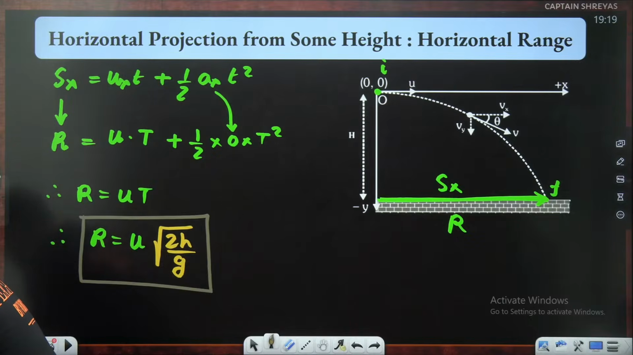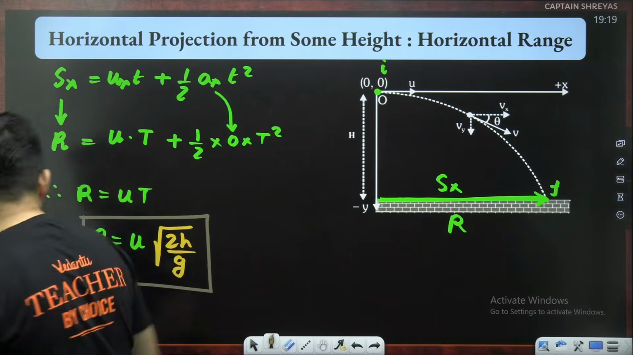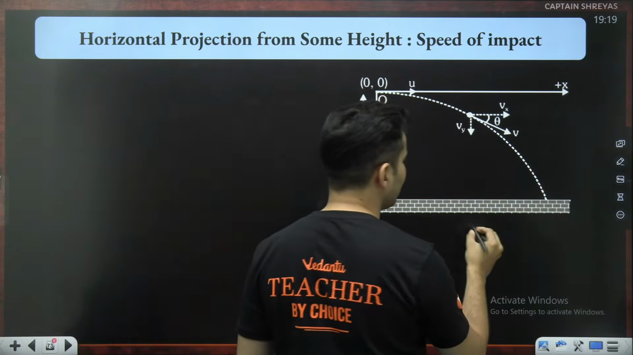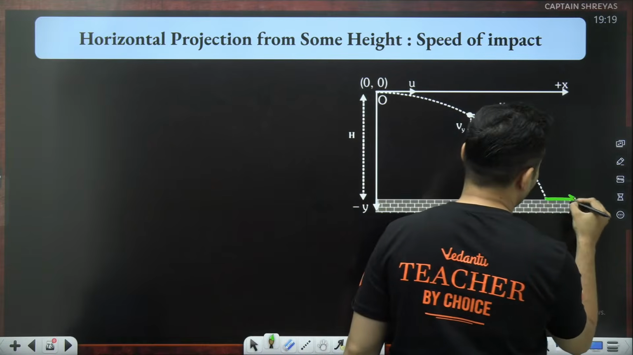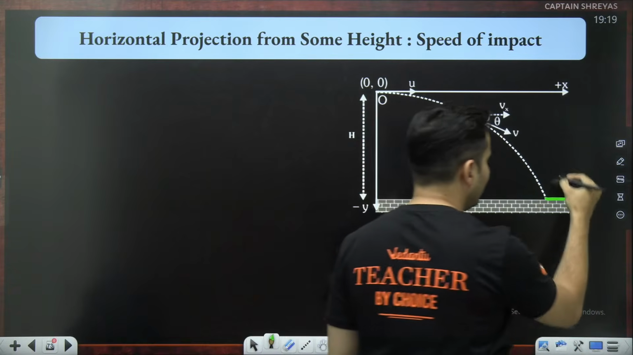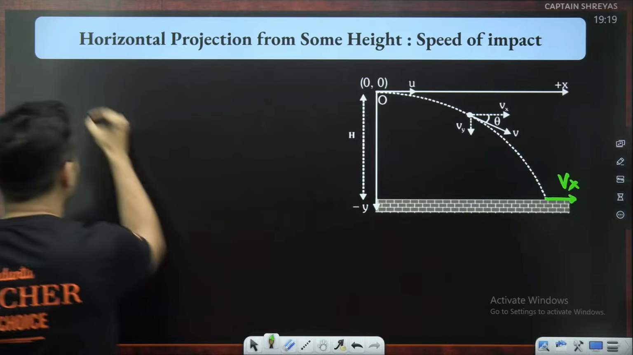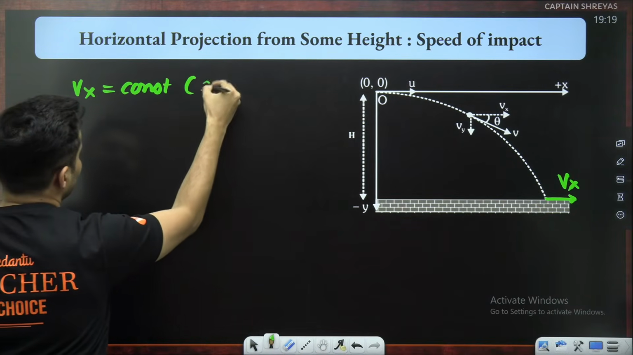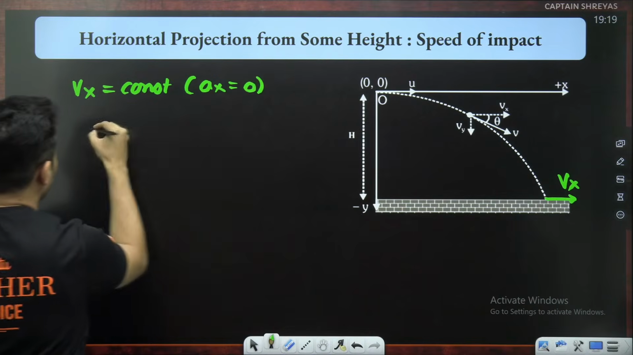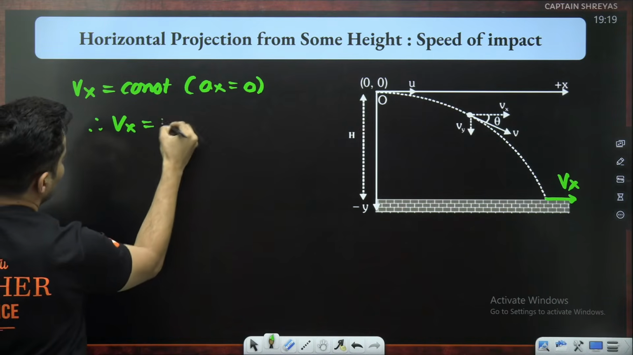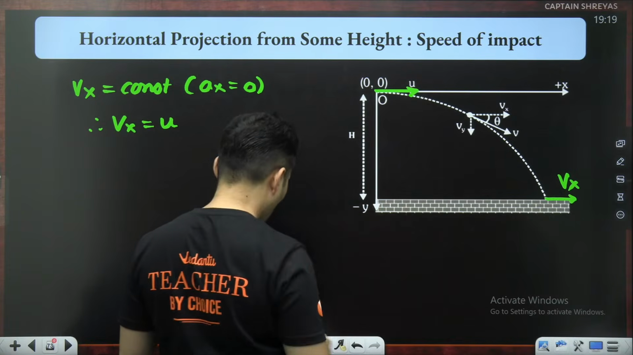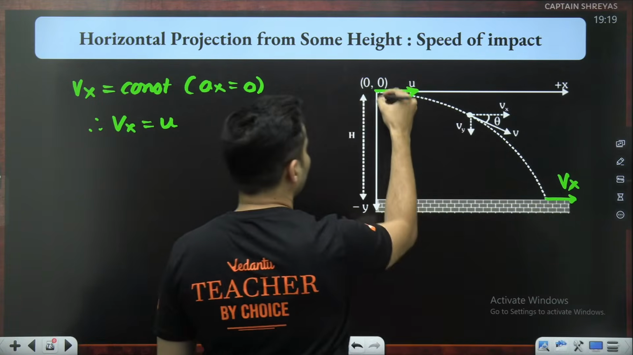Yep, Vasu, this is clear. Speed of impact is very straightforward. The vertical and the horizontal have to be dealt with separately. The x component will be constant since there is no acceleration. Therefore, the x component will still be u only, which is basically this one over here. The problem is only for the y component.